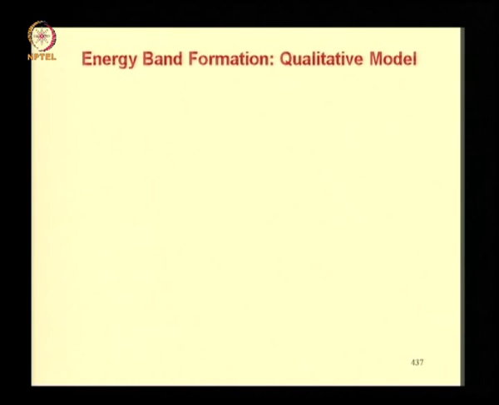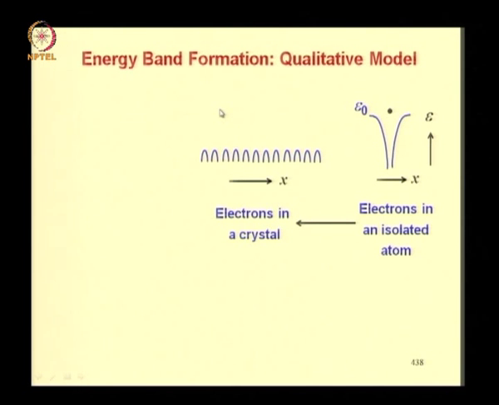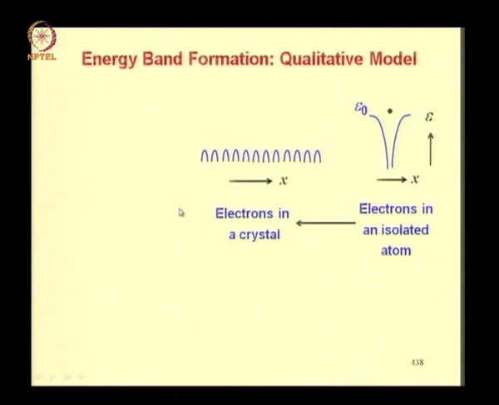Then we discussed energy band formation. First we gave a qualitative model which reasoned as follows: electrons in an isolated atom are in a potential well. So this is a potential well corresponding to a single atom, and then you can put together many atoms, in which case your potential variation will look something like this. The same potential variation, when you superpose it for a large number of atoms placed very close to each other, would look something like this.